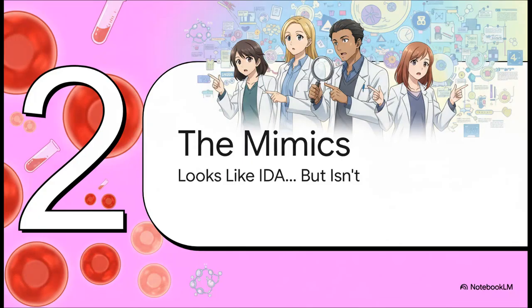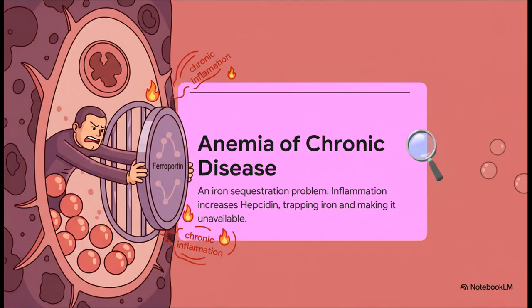Okay, IDA seems pretty straightforward then. But what about the others? This is where it gets tricky. They love to test the mimics, where the MCV is low, but the underlying mechanism is completely, totally different. And our first mimic is the anemia of chronic disease.